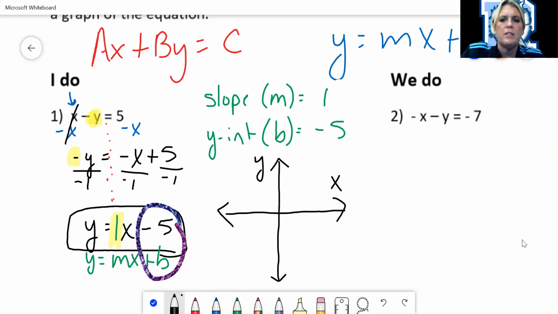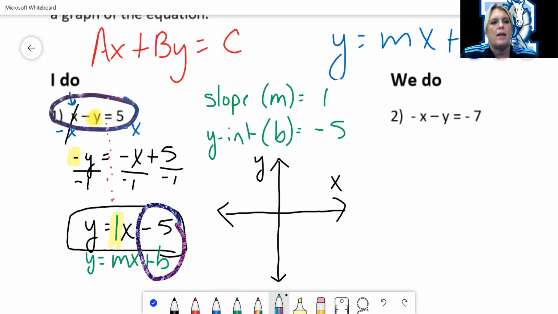Okay, well, let's go through and put this into the calculator. So right here at Desmos, let's put in the original equation: x minus y equals 5. Here's your equation. We want to make sure that we got the equation right when we did it. So I'm going to put in what I think my answer is: y equals x minus 5.